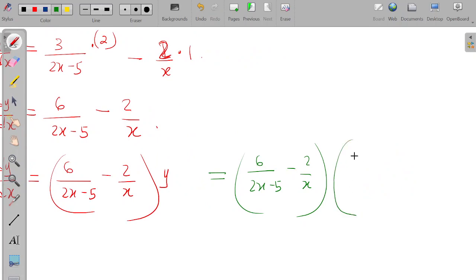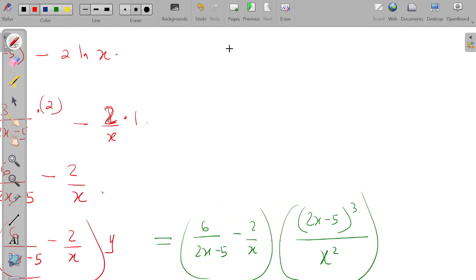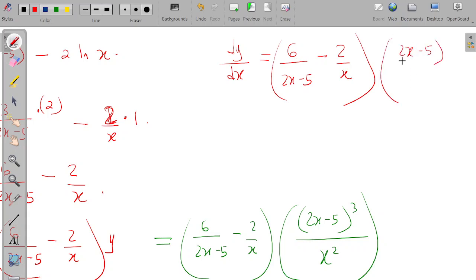And what is that? That is (2x - 5) raised to power 3 all over x squared. That is the value of our y, so we need to replace it with that. That is the end of it, but let's write it out nicely. Our dy over dx is (6 over 2x - 5 minus 2 over x) multiplied by (2x - 5) raised to power 3 over x raised to power 2. Okay, that is our answer. That is how to use logarithmic differentiation.